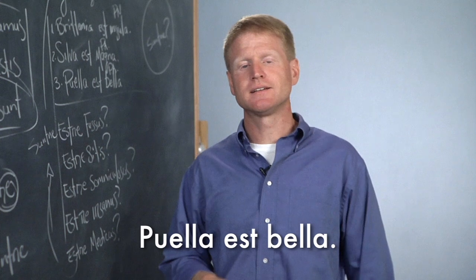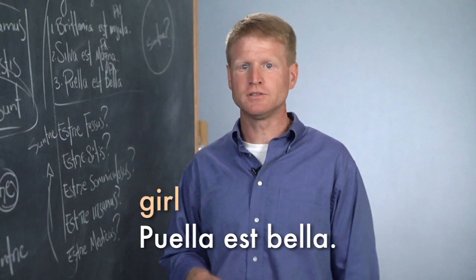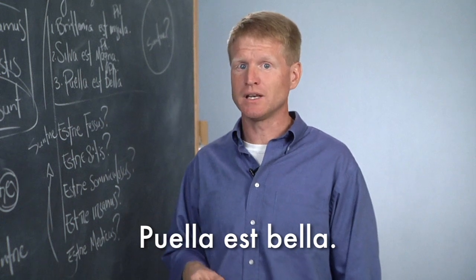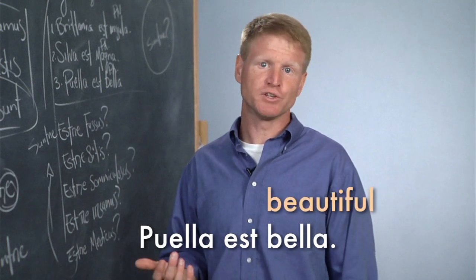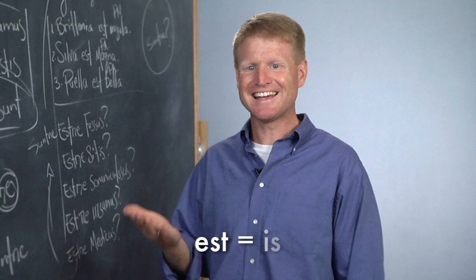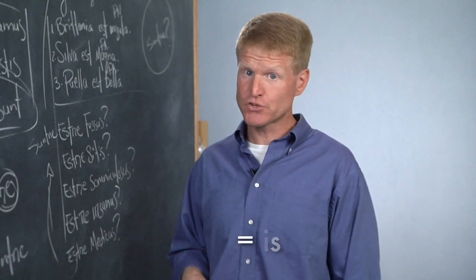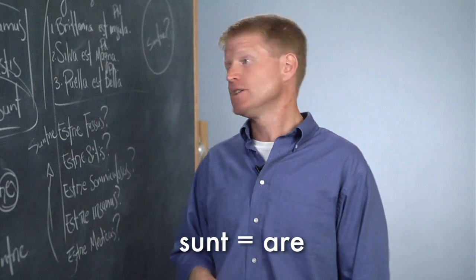The next sentence. Puella est bella. Puella means girl. I think we've had that one before. Est means is, and bella means beautiful. So the girl is beautiful. Easy. Est means is. In the plural, est turns into sunt, and now it means are.